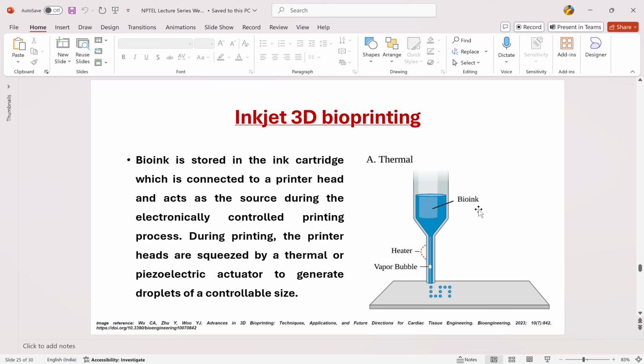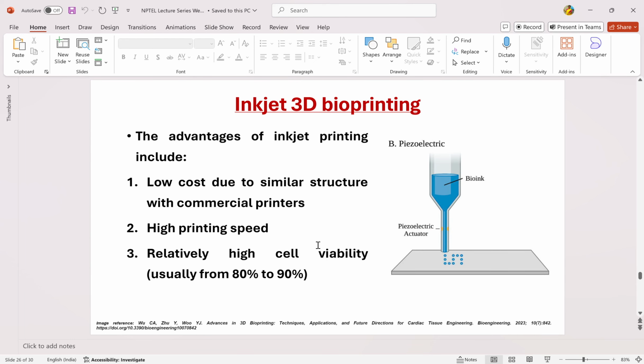Okay, so in the inkjet 3D bioprinter, what happens? Bioink is stored in the ink cartridge, which is connected to a printer head and acts as the source during the electronically controlled printing process. During printing, the printer heads are squeezed by a thermal or piezoelectric actuator to generate droplets of a controllable size. So you will generate droplets and you can control the size of these droplets. This is basically your inkjet 3D bioprinting. There are certain advantages of inkjet bioprinting, that is low cost due to similar structure with commercial printers, and it has a very high printing speed and relatively high cell viability, usually from 80% to 90%.